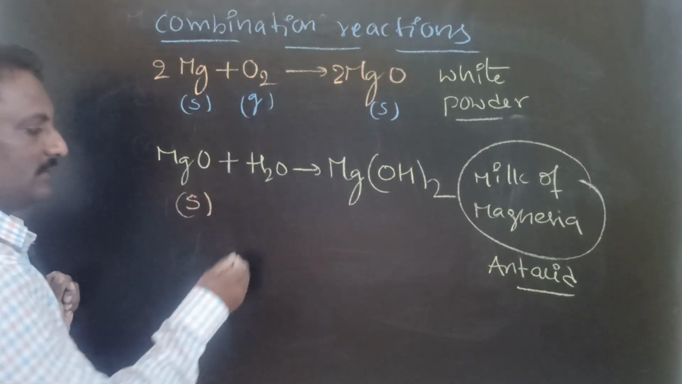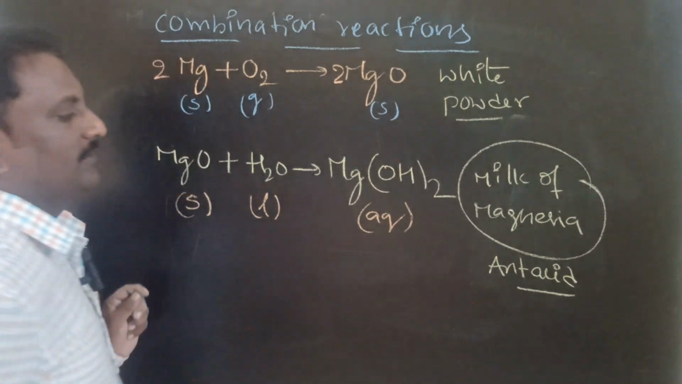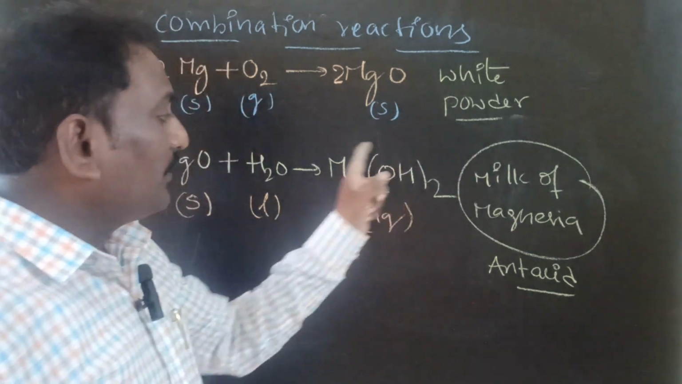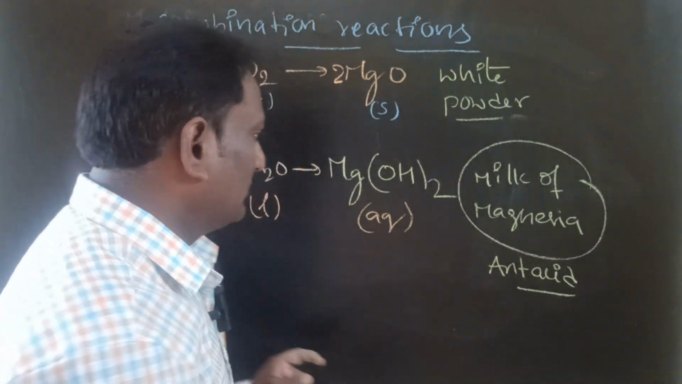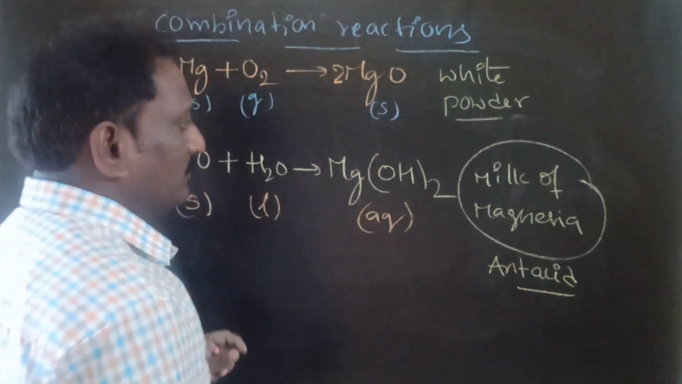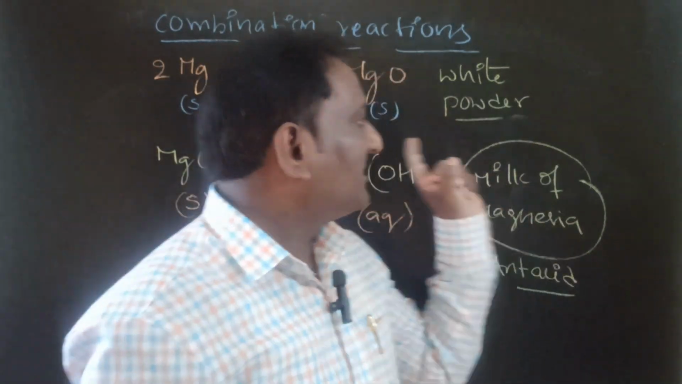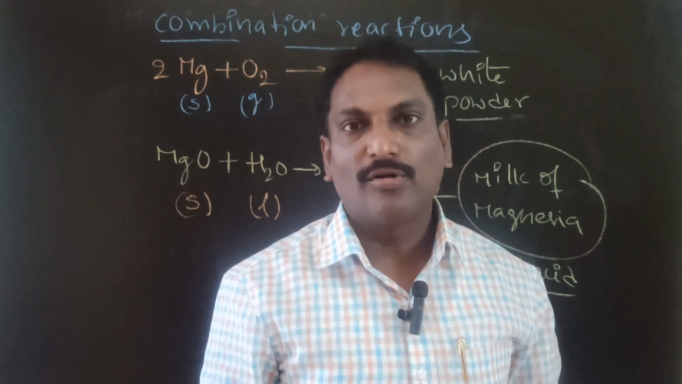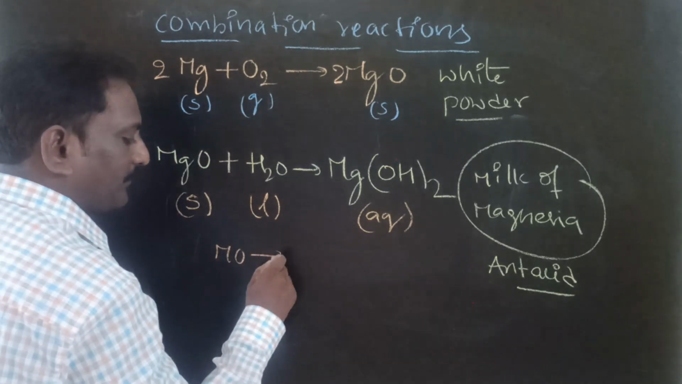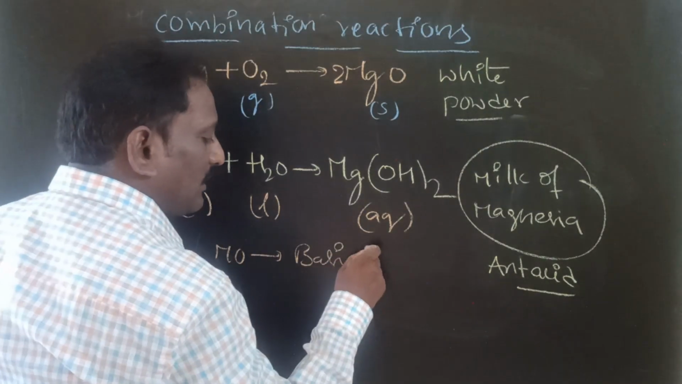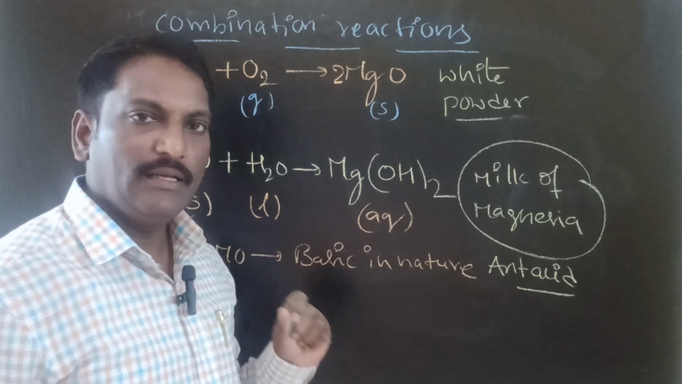So magnesium oxide is solid, water is liquid, and you will get magnesium hydroxide in the form of an aqueous solution. If you check the nature of the solution with red litmus paper, it changes to blue. That means it is basic in nature. So that's why you can say generally metal oxides are basic in nature. You will get this point in the third chapter, metals and non-metals. Please make a note of it. Generally metal oxides are basic in nature.